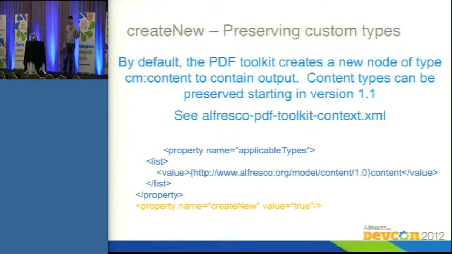In version 1.1, that's coming out in a couple of weeks, within our Spring configuration, we've added a new property called create new. By default, that's set to true. If that's set to true, we preserve the current behavior, because we don't want to break backwards compatibility for people that are already using this out there in the field. If you set that to false, it's going to copy the existing node, including its type, any applied aspects, and all of its metadata. So starting from version 1.1 forward, we're able to preserve that information.